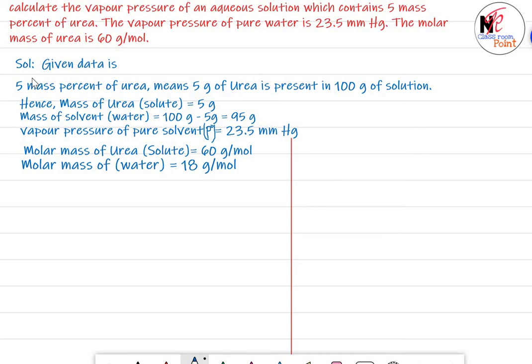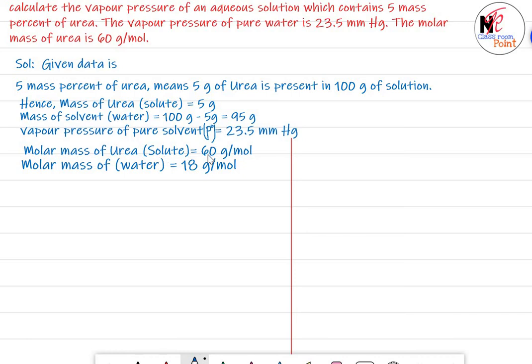First of all, as usual, let us try to write down the given data so that we will get an idea. Given data is 5 mass percentage of urea, that means 5 grams of urea is present in 100 grams of solution. This is the total mass of the solution, but mass of the solution equals mass of the solute plus mass of the solvent. Hence mass of the urea, that is solute, equals 5 grams, and mass of the solvent is the mass of the solution minus solute. So 100 grams minus 5 grams, we got 95 grams. Afterwards, vapor pressure of pure solvent, that is P naught, equals 23.5 millimeters of mercury, mentioned over here in the question.